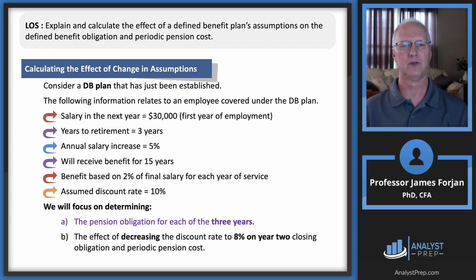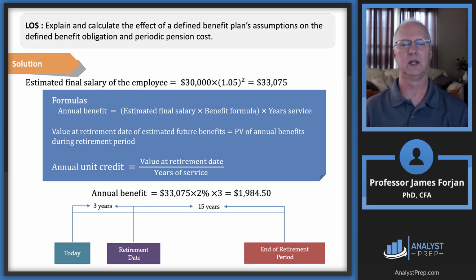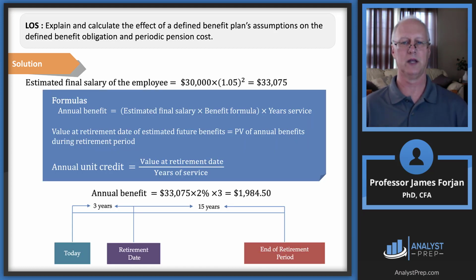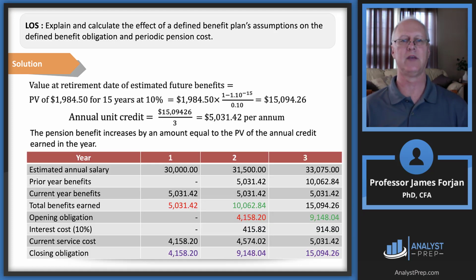Look at the second to last arrow point, benefit based on 2% of the salary. And so years to retirement is 3. So we're taking the 2% times 3 times the 33,075. So there's a good calculation there, right? 1984.50. All right, let's go ahead and solve for the closing obligation in years 1, 2, and 3. So what did we just calculate on that previous slide, right? There's the annual benefit, the 1984.